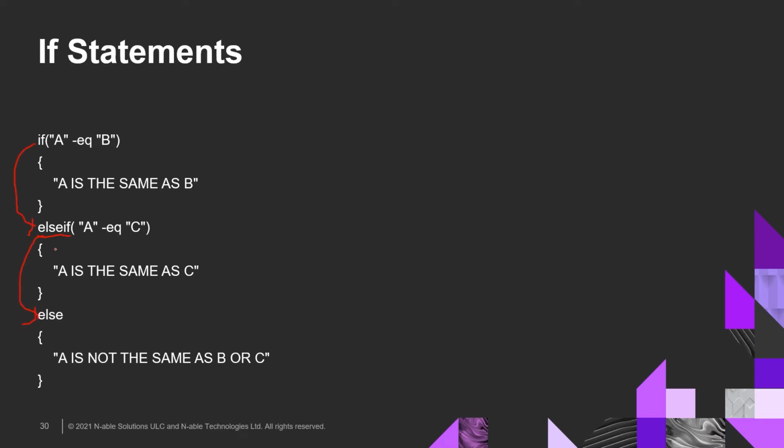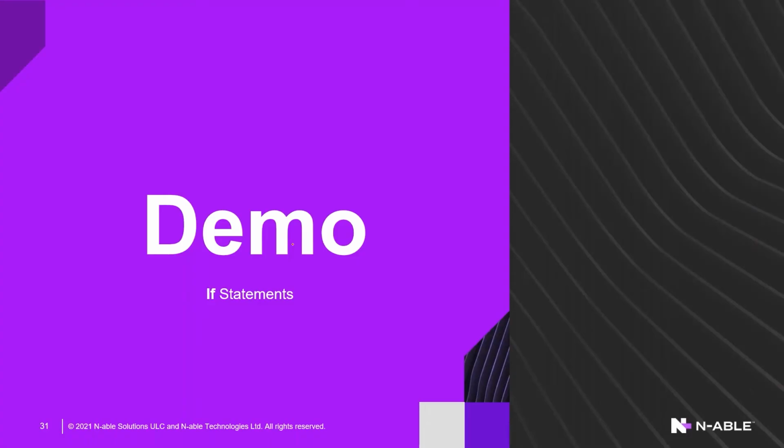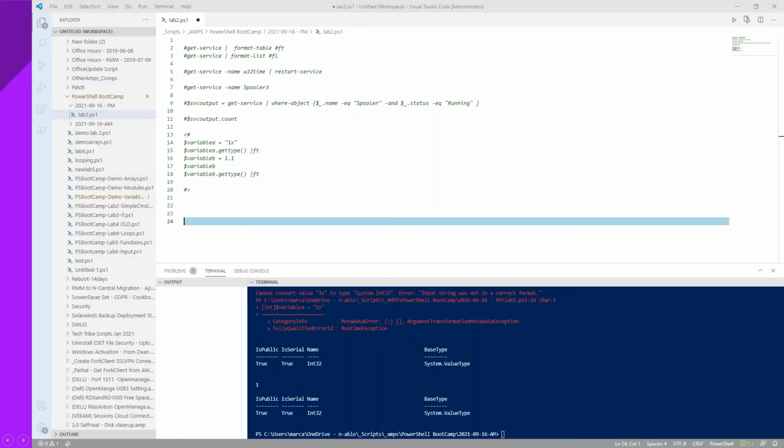You can say if not, else if this, not, then else. You could do multiple else if, by the way. You could do 2, 3, 4 of those. But in this case, I only did one because that's all I needed for my demo. But you could do that. Let's do a quick example from our earlier lab, and then we'll come back and do some more playing with it.